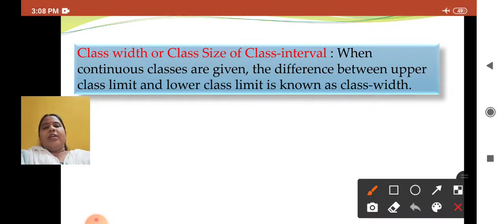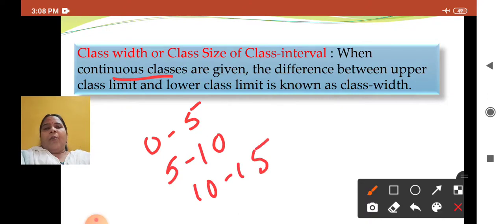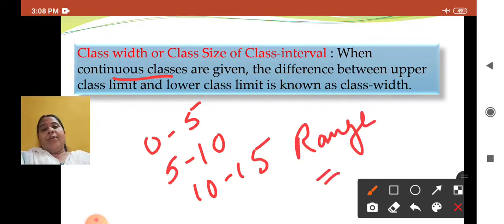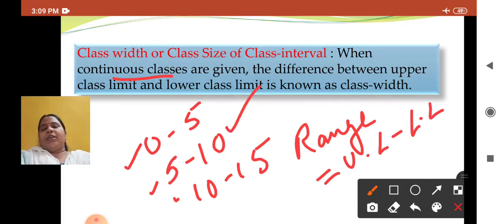Suppose I give you classes like 0 to 5 and they want which type of classes? Continuous classes. 5 to 10, 10 to 15. Now, what is the class width or class size or range as I have told you? Range, the formula is always the upper limit minus the lower limit. You take any class interval in this. Always the range will be constant and the formula is upper limit minus the lower limit. Now suppose I take this class. What is the upper limit here? 10. 10 minus 5. So the range or width of this class is 5. I hope it is clear to you.